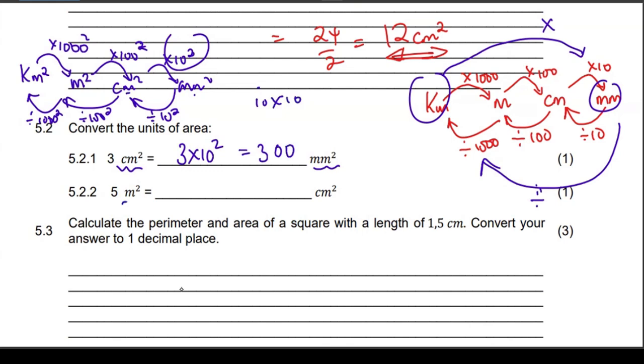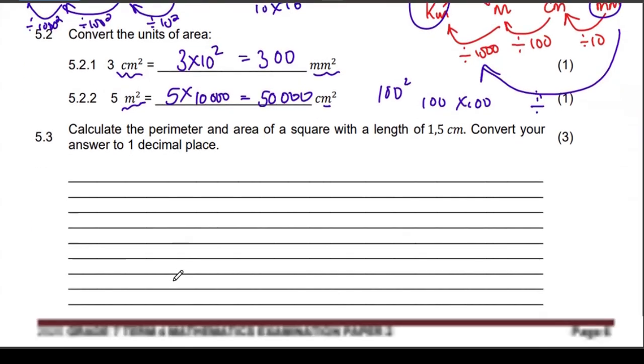And then if we have 5 meters squared to centimeters squared. So meters squared to centimeters squared, multiply by 100 squared, which is going to be 5 times 100 times 100, which is 10,000. So that's going to be 50,000 centimeters squared.